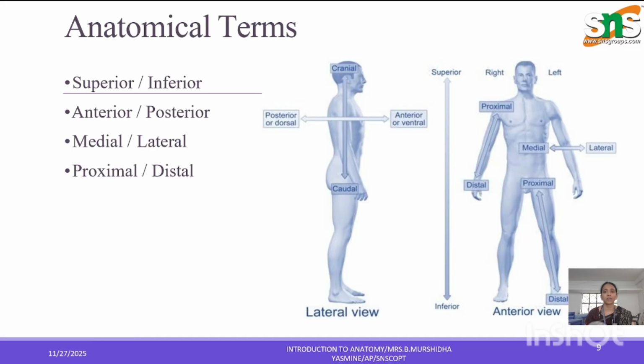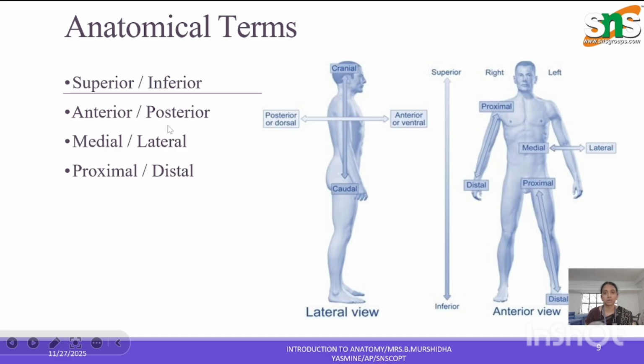The next is the anatomical terms. The terms which we use in anatomy are different from our layman words. These are the anatomical terms which we commonly use to identify the structures or areas present in our human body. So, superior, inferior. Superior is the structure which is present at the upper end. Inferior is the structure which is present at the lower end.